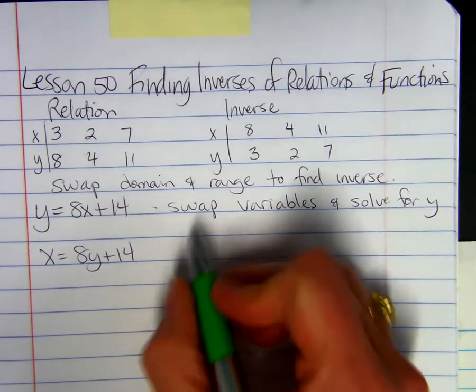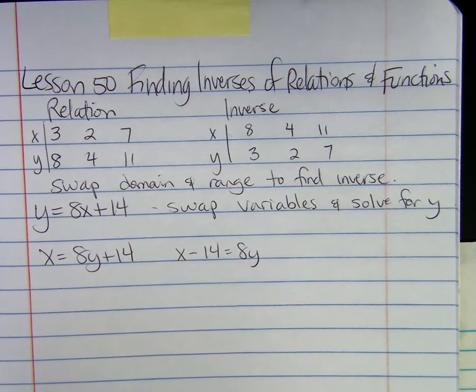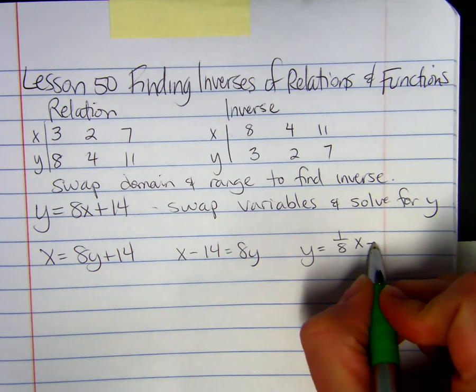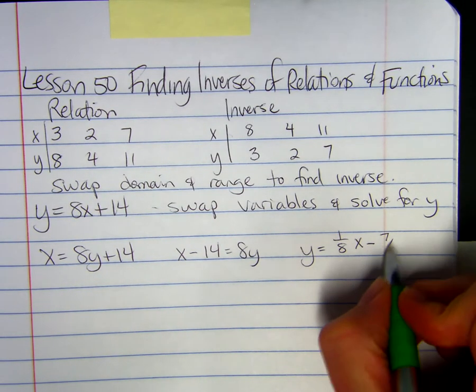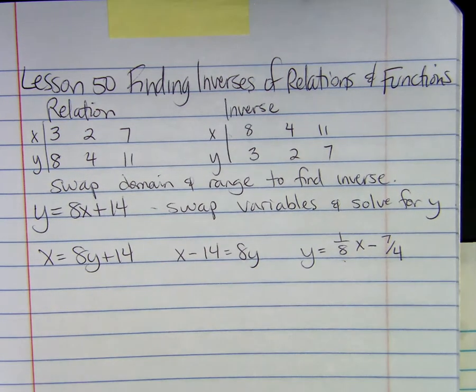Then we would subtract 14. x minus 14 equals 8y. And then we would divide by 8. So y equals 1/8 x minus 7/4. So these two are inverses.